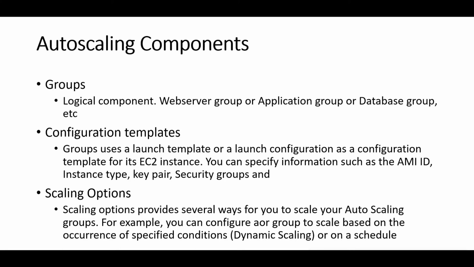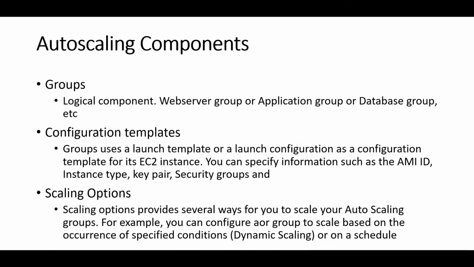Next is configuration templates. Each group uses a launch template or a launch configuration as a configuration template for its EC2 instances. So it's basically the instructions on what EC2 instances to launch, what size they are, what storage, etc. And you can specify information such as the AMI ID, instance type, key pair, security groups, and block device mapping for your instances.